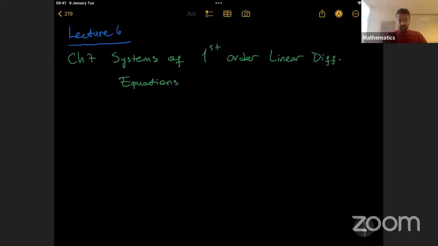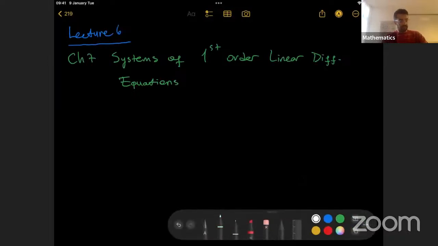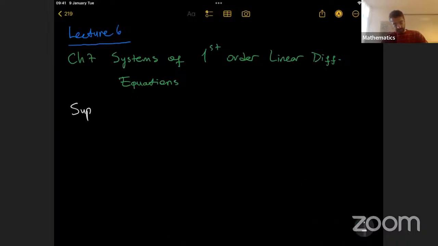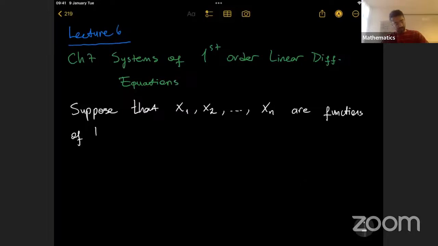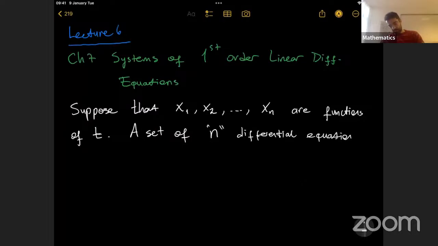Well, what I mean by a system of differential equations, let me explain this. So we have some functions. Suppose that x1, x2, ..., xn are functions of t. t is the variable, x1 is a function, x2 is another function. Then a set of n differential equations of the following form.